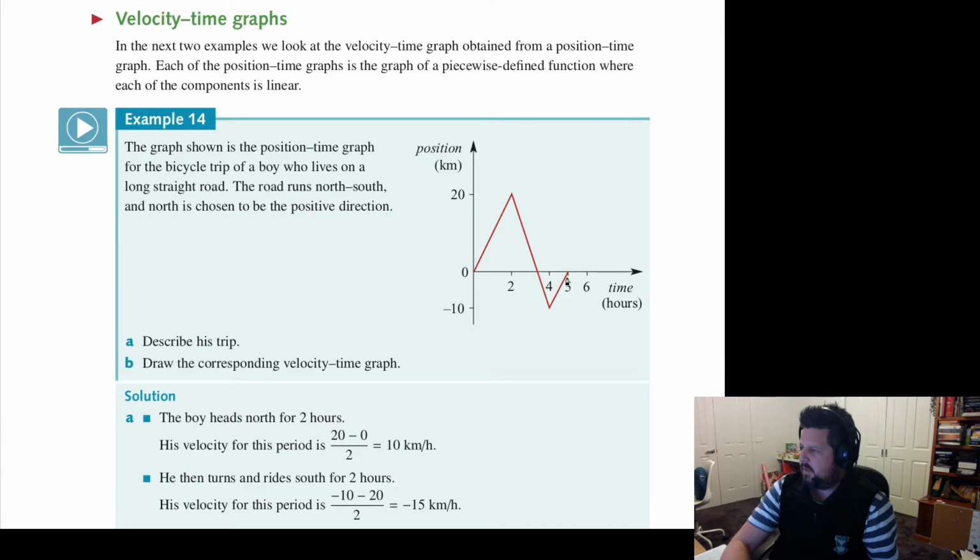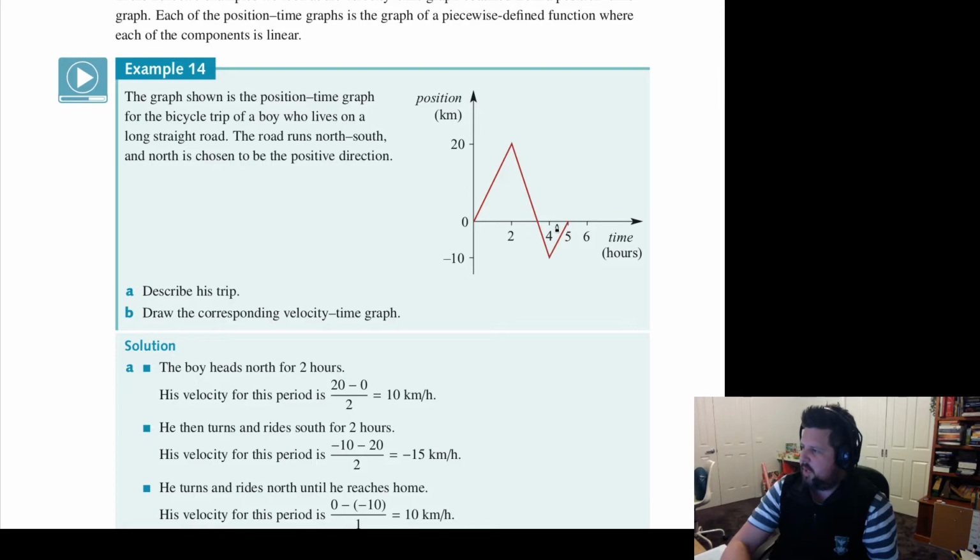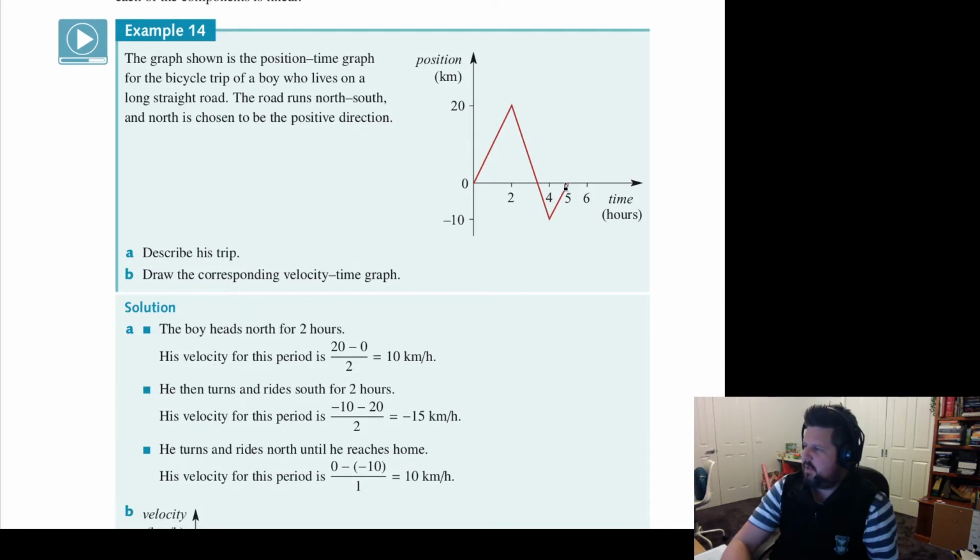Last bit we can talk about is this last hour. And again, you can see he changes direction. He's going back in a positive direction, so he's heading north. And he does that for 1 hour. To work out the velocity at that point, you work out the gradient of that slope. Again, change in position: he's going from negative 10 back to 0. So 0 take away negative 10, which is the same as 0 plus 10, divided by the change in time. The change in time from 4 to 5 is 1 hour. That comes out to 10 kilometers per hour. So that's really describing what we see there.